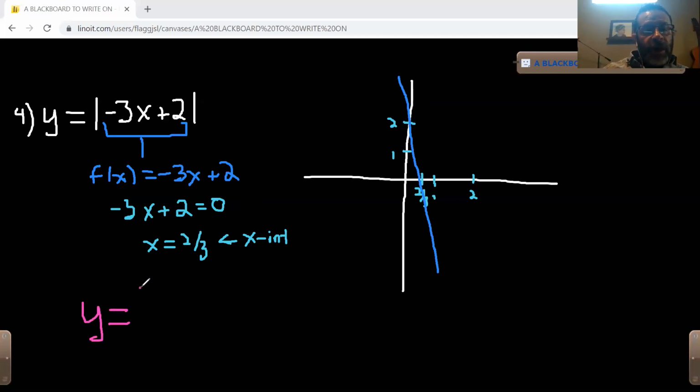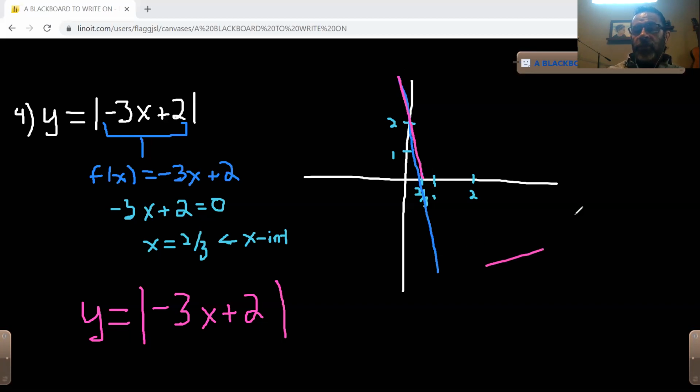So now what we want is the absolute value of that. We've already identified the original graph. So what is the absolute value? The positive part is going to stay positive, and the negative part is going to convert into positive, or it's going to reflect.